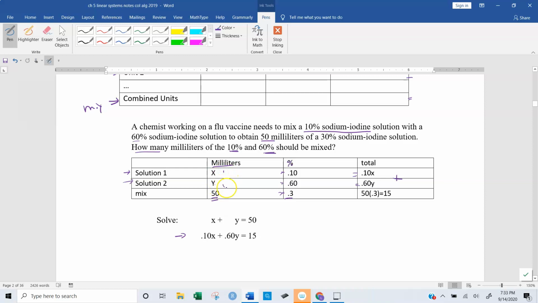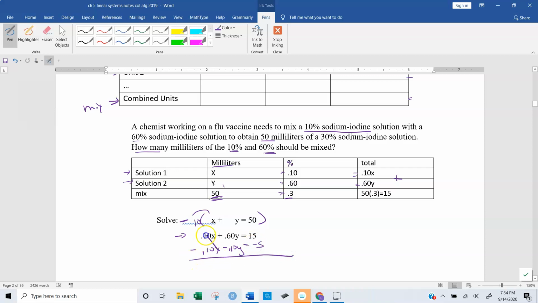I know that x plus y has to equal 50 because that's how many total I want. So now that I have my two equations, we have to do elimination or substitution, and it looks like elimination will be the easiest. So let's multiply this guy by a negative 0.10. Distribute that through. So I got a negative 0.10x minus 0.10y equals 50 times negative. It should be a negative 5.